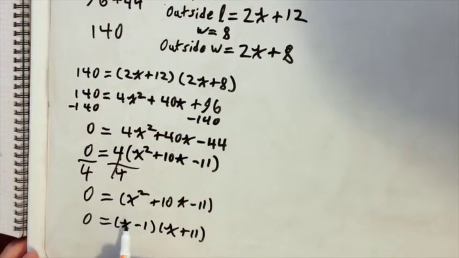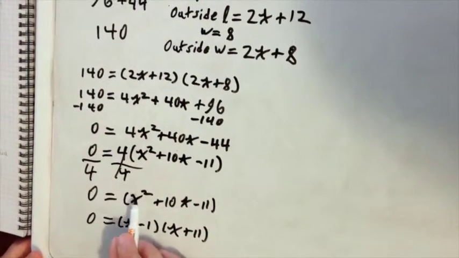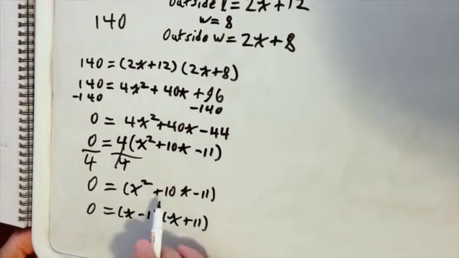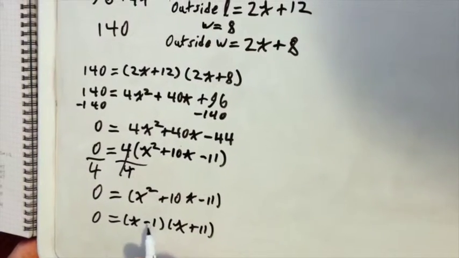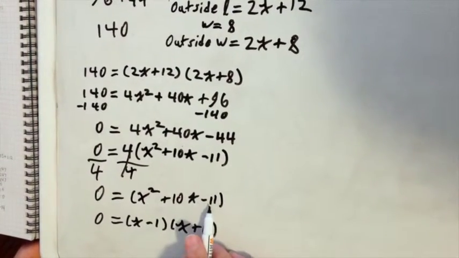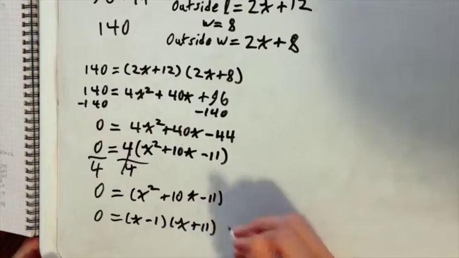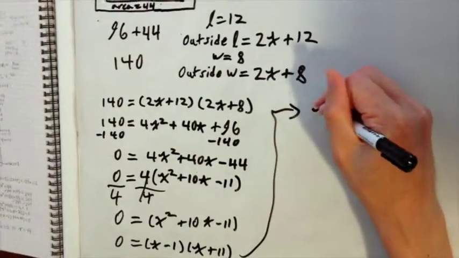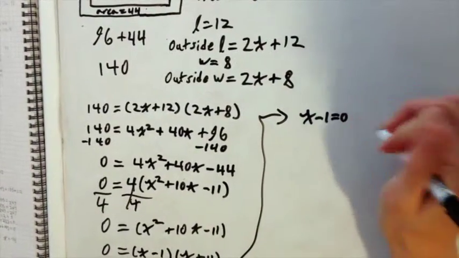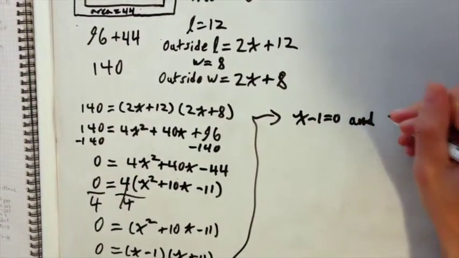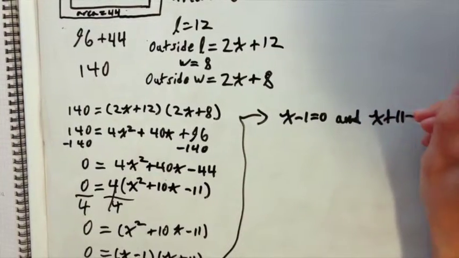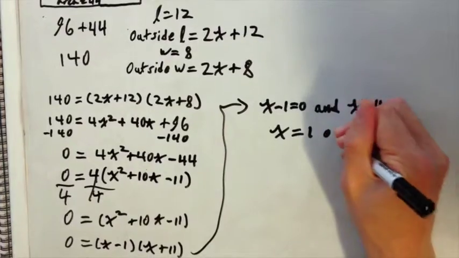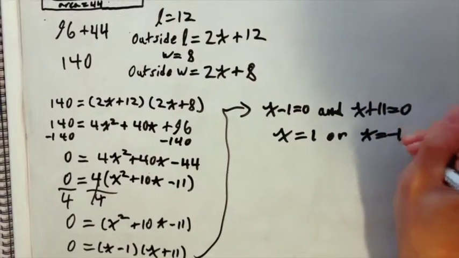Check that this works. x times x is x squared. Negative 1x plus positive 11x equals positive 10x. Negative 1 times positive 11 equals negative 11. Therefore, we use the zero factor property. Set x minus 1 equal to 0 and x plus 11 equal to 0. We find x equals 1 or x equals negative 11.